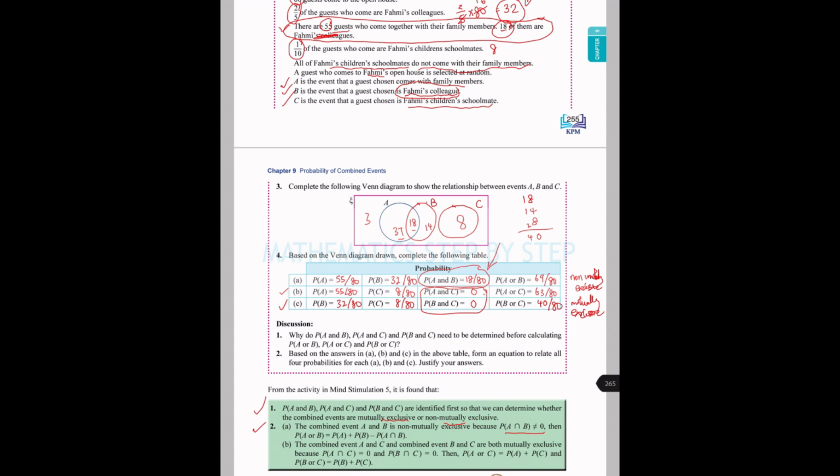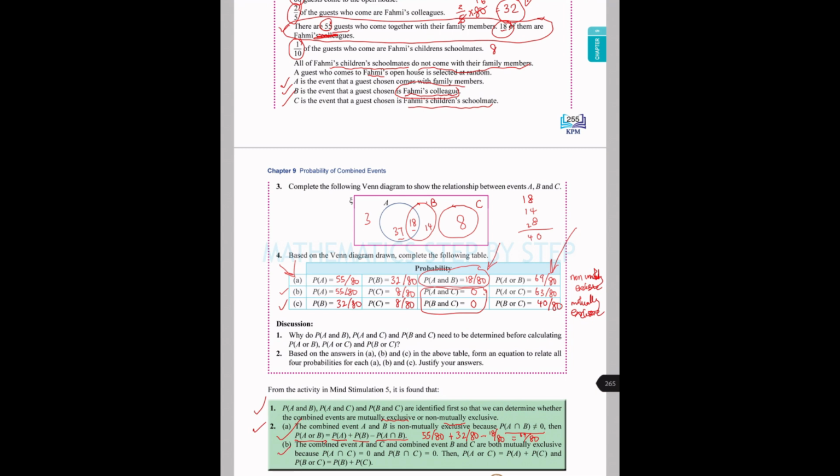Then the probability of getting A or B equals the probability of A plus the probability of B minus the probability of A intersect B. Later on, we will use this formula quite frequently. Let's check for the case of 4A. Probability of A is 55 over 80. Probability of B is 32 over 80. Then the probability of getting A intersect B is 18 over 80. We apply the formula to check that we get the right answer. So it equals 69 over 80, which is the same answer as we found just now.